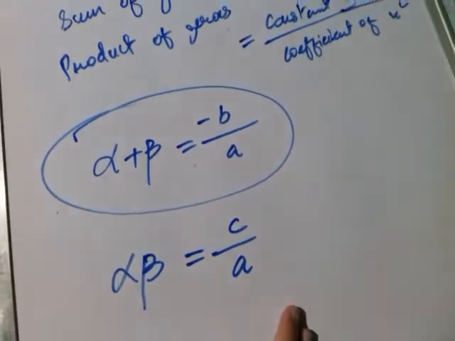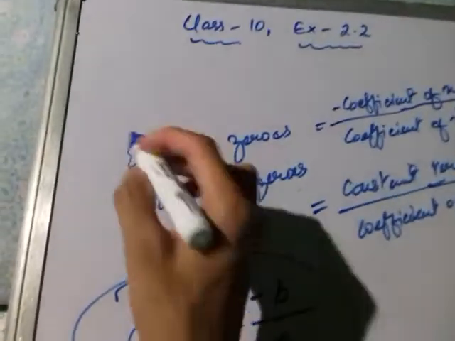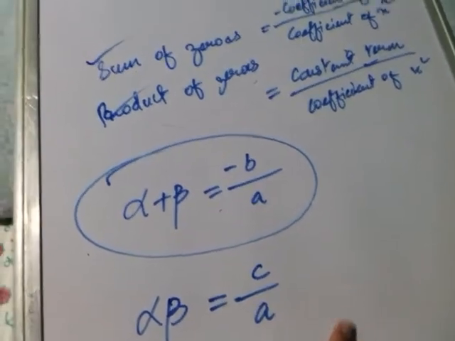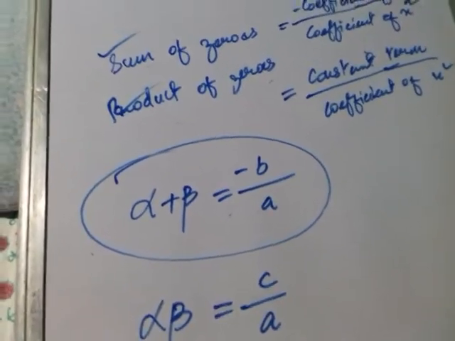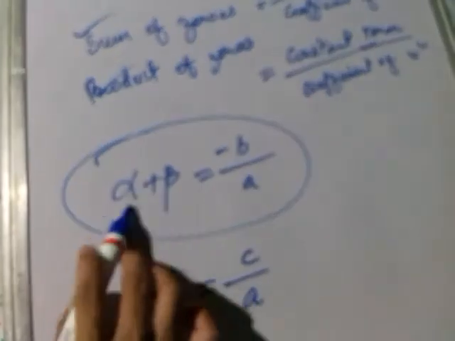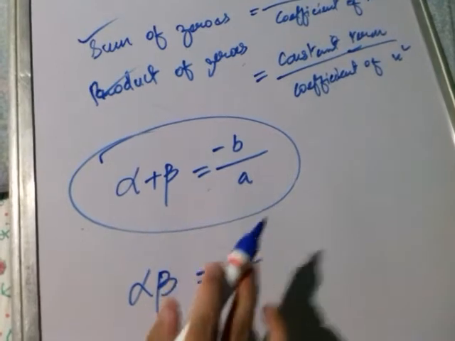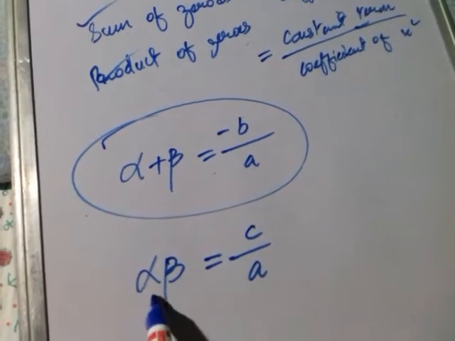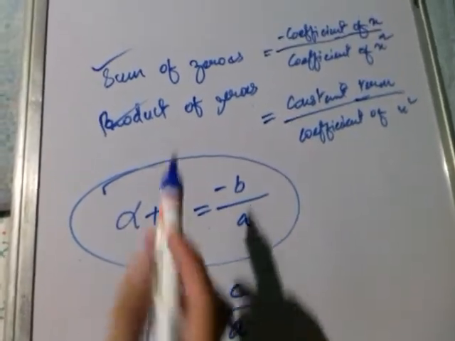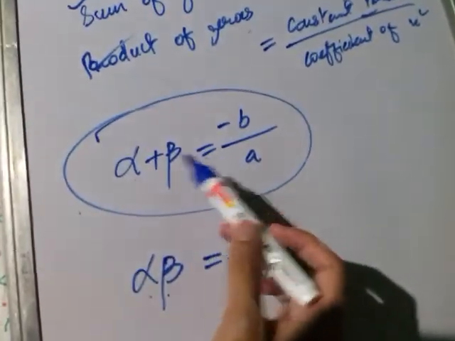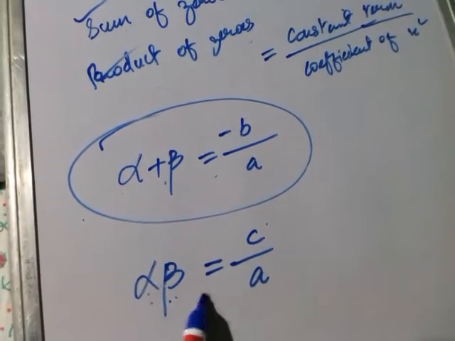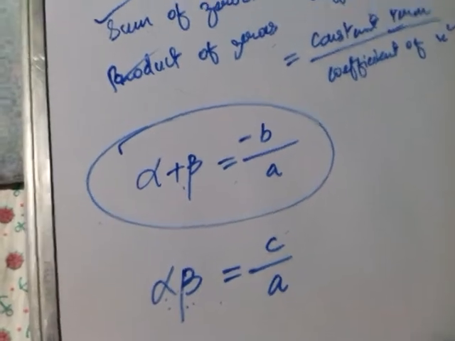This is the formula. Now we will do these two formulas first. There are two methods to solve. You need to understand alpha plus beta equals minus b by a, and alpha into beta equals c by a. Sum means plus, product means into. So this is the formula.